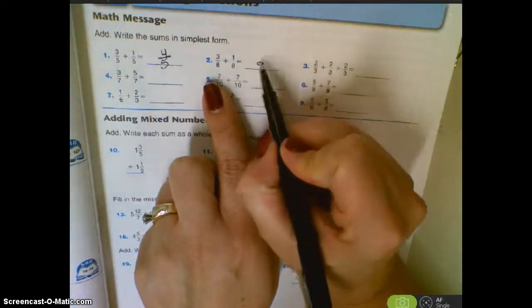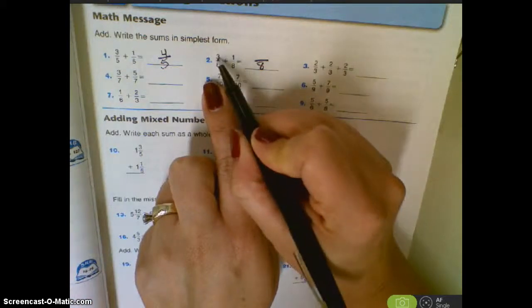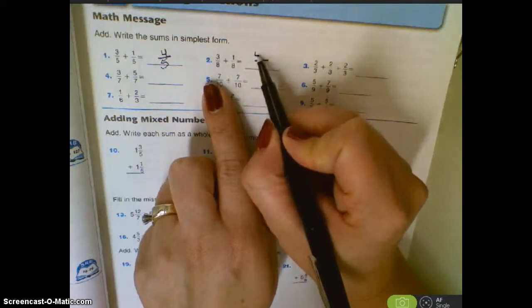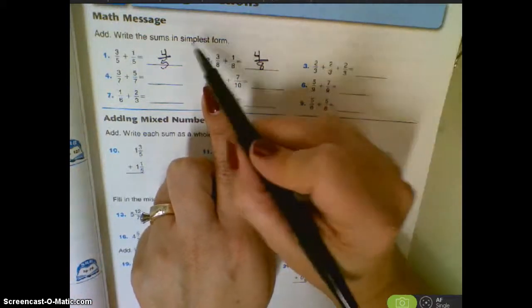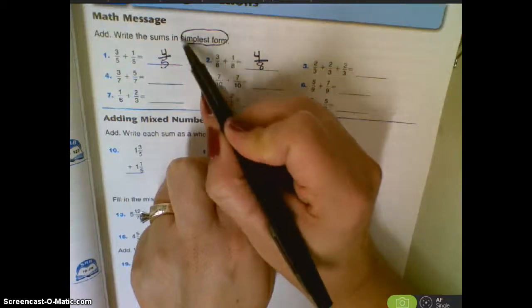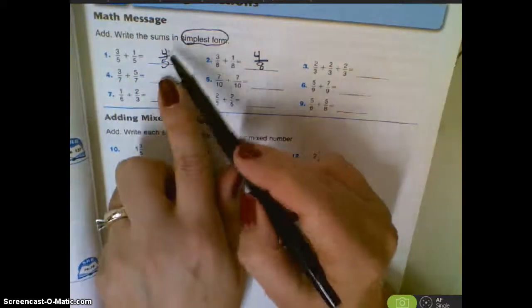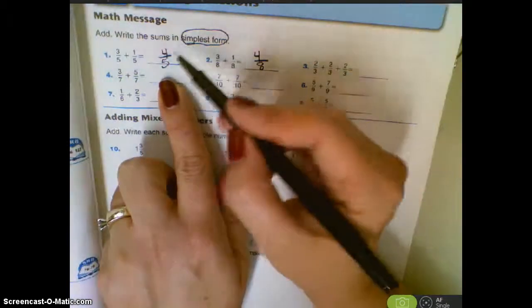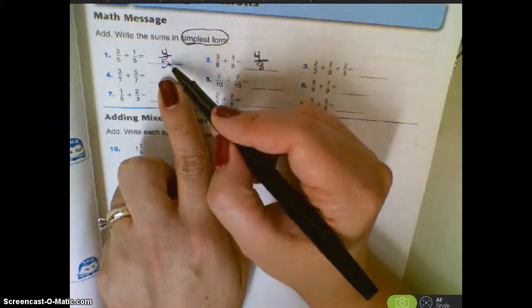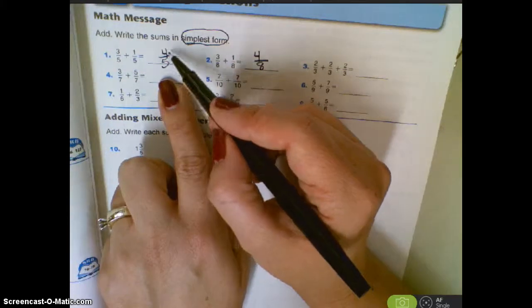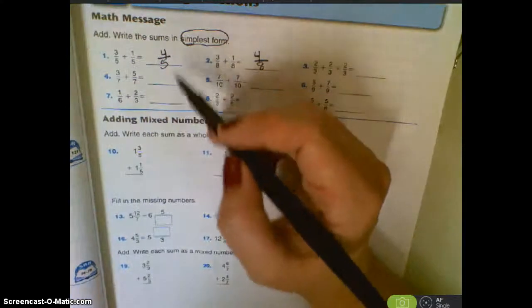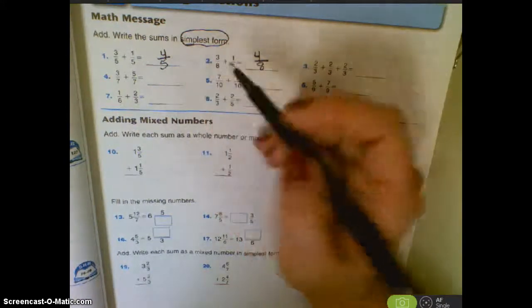Denominators are the same, so we'll keep it 8. Add our numerators, 3 plus 1 is 4. Now this one, remember it did say simplest form. We talked about that in class. When I look at 4 and 5 over here, I can't divide 5 by 2 and get an even number. I get a decimal. And I can't divide 4 by 5. It just won't work. So this one is truly in simplest form.